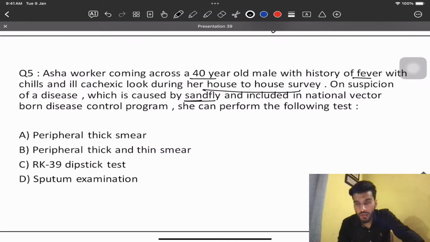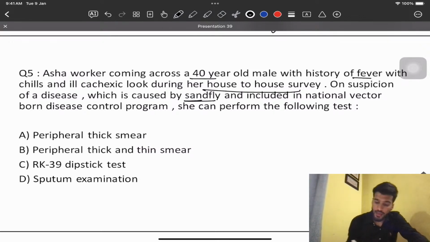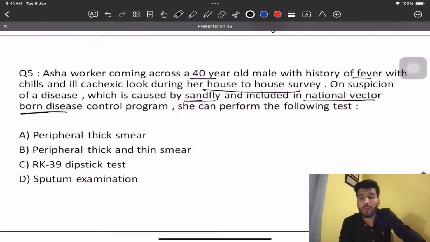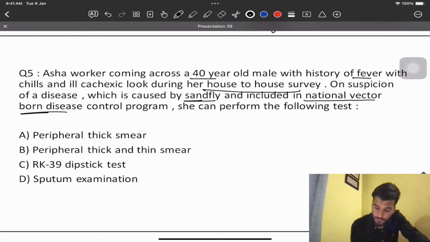So Asha is going house to house, guys, on suspicion of the disease which is caused by the sand fly. Okay, the disease that is caused by the sand fly is included in the national vector-borne diseases. For example, we have malaria, dengue, Japanese encephalitis, filariasis, chikungunya, and leishmaniasis. So out of all those diseases, there is one disease in the question given. Okay, she can perform the following tests.